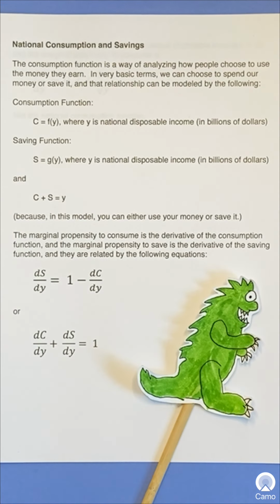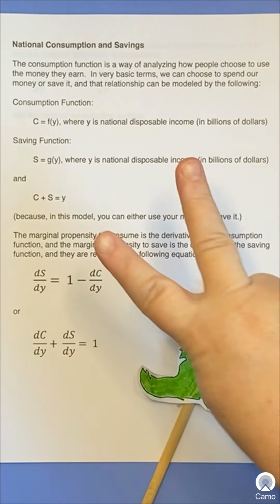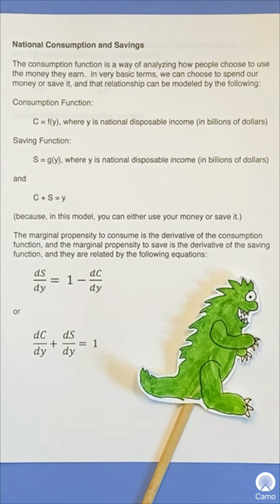Woohoo, we're back with 12.4, applications of the indefinite integral, part 2. And for this one, the book and I are introducing a new concept called national consumption and savings, which I think is a really cool way to analyze people's behavior. This is a part of traditional economic analysis.